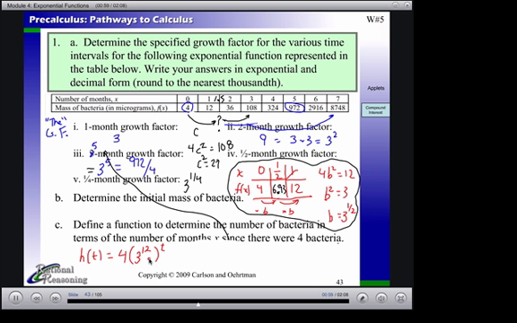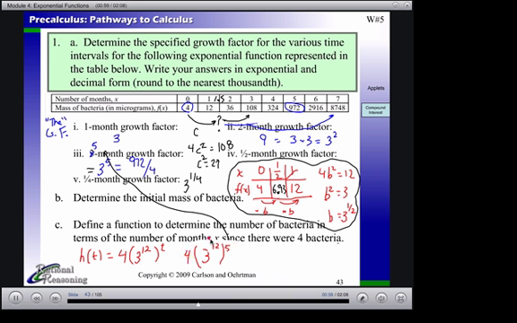Yeah, the 1 year or the 12-month growth factor is 3 to the 12th. And then the t is just the number of years. So if t were 5, we'd have the initial amount of bacteria, and then we'd end up multiplying by how many 3s? 60. Yeah, it would look like this.